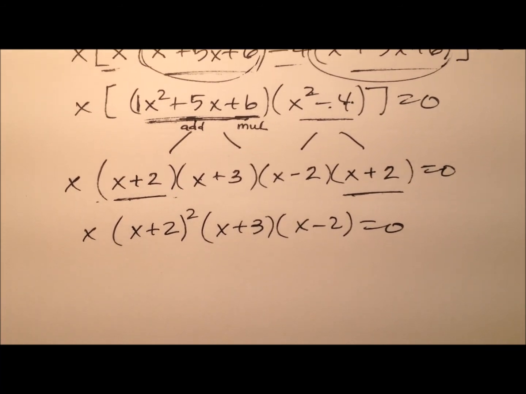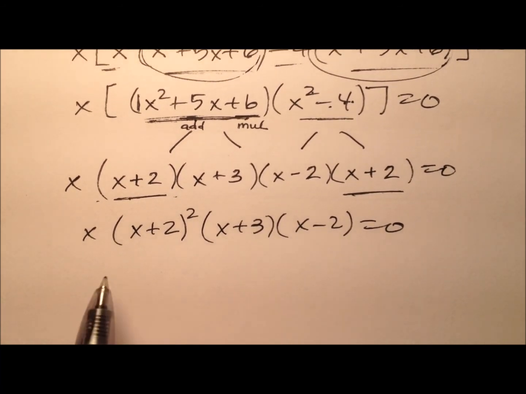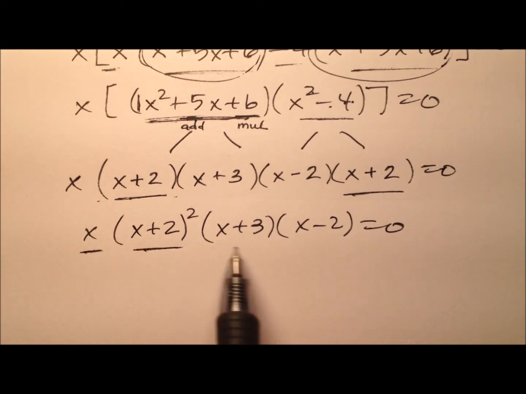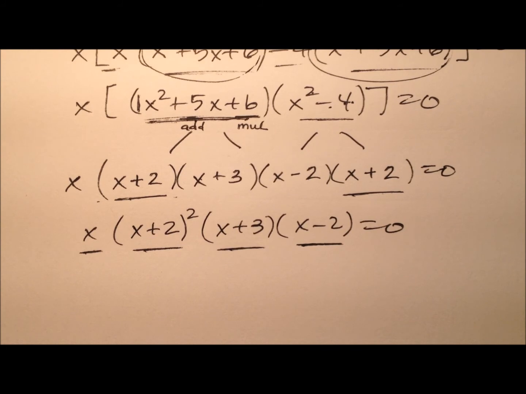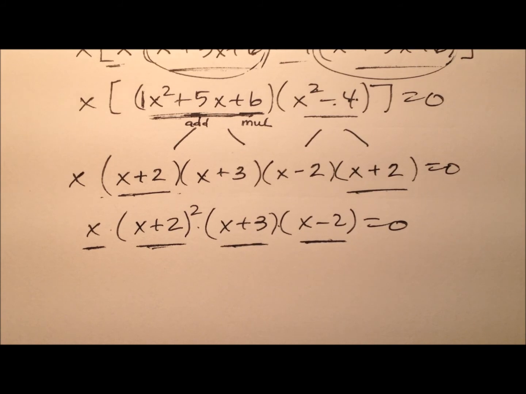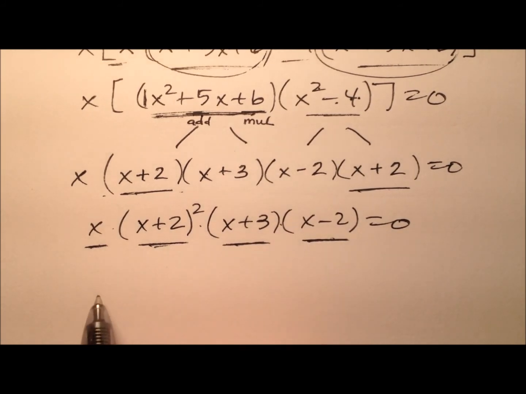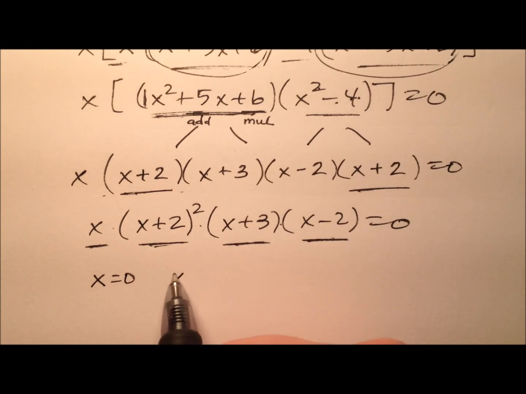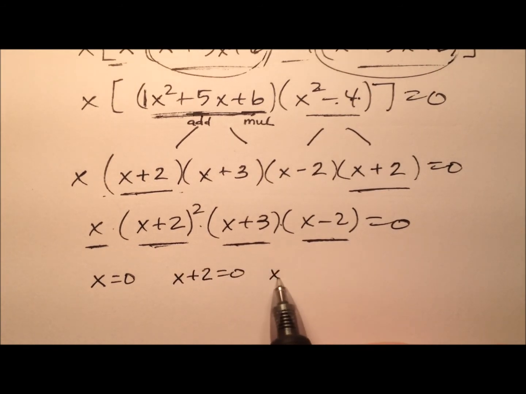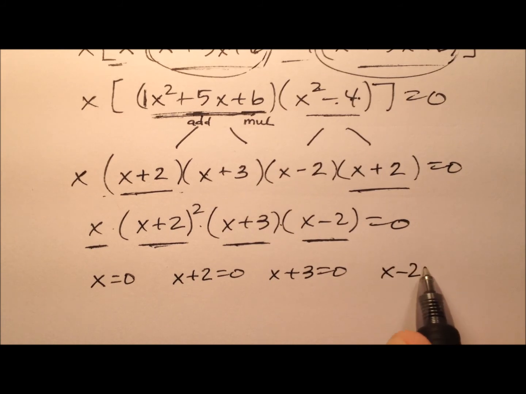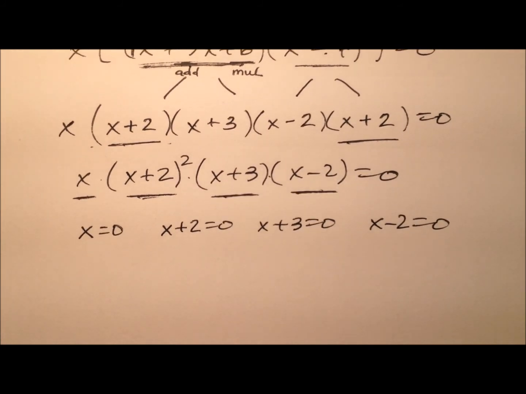So now it's time to use our zero property of multiplication. Because I notice I have 1, 2, 3, 4 unique factors, and I'm multiplying them all together. And when I multiply them together, I get 0. So that property says if I'm multiplying all these things together and I get 0, well, one of these things has to be 0. But I'm not really sure which one it is, so I'm going to account for all of them having the possibility of being 0. So I'm going to set the first factor equal to 0, the second factor equal to 0, the third equal to 0, and the last one equal to 0. And I'm just going to go ahead and solve all 4 of those.